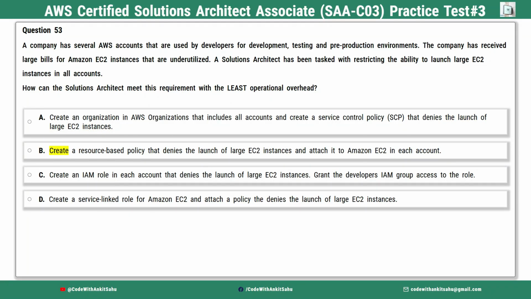Option B. Create a resource-based policy that denies the launch of large EC2 instances and attach it to Amazon EC2 in each account. Option C. Create an IAM role in each account that denies the launch of large EC2 instances. Grant the developers' IAM group access to the role. Option D. Create a service-linked role for Amazon EC2 and attach a policy that denies the launch of large EC2 instances.